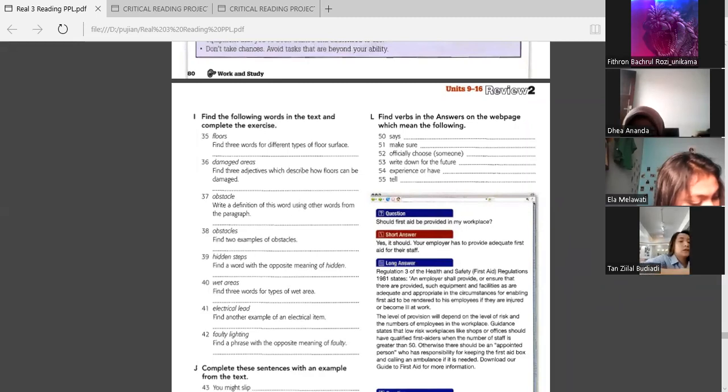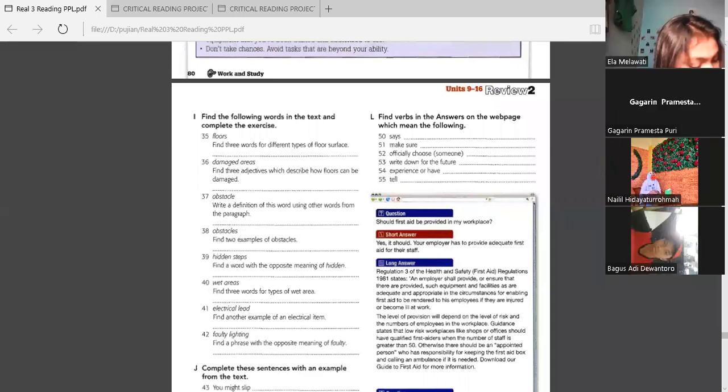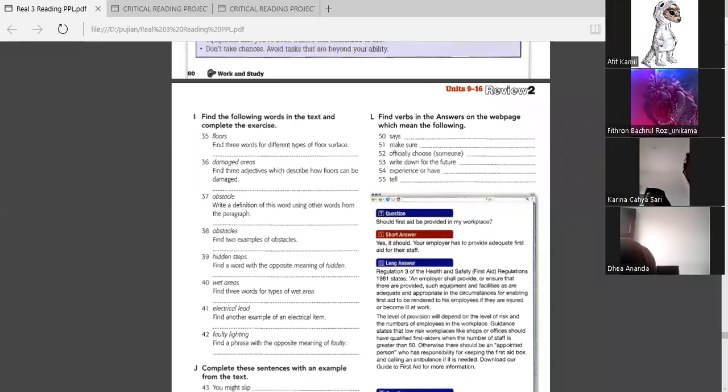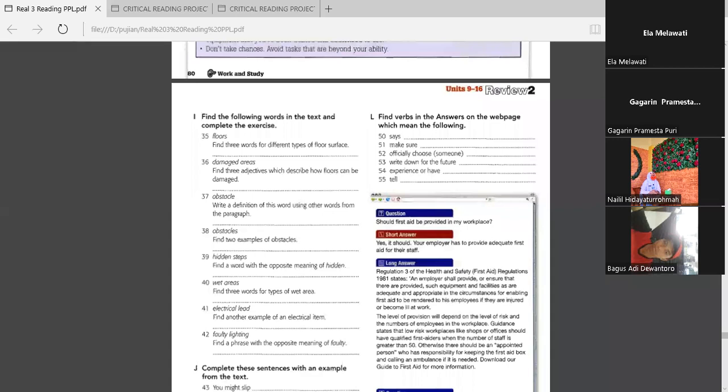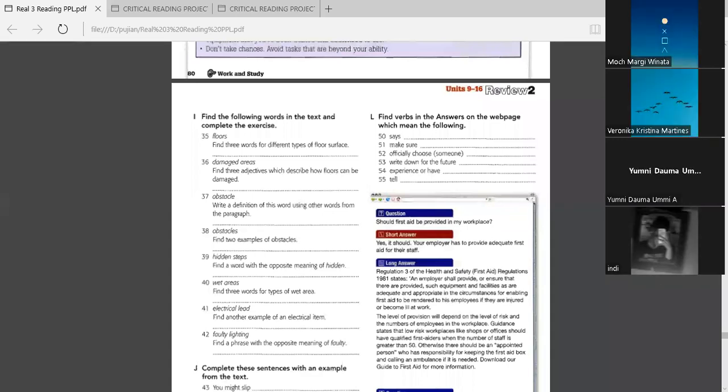Go on, Tan. Yes. 37, obstacles. Write a definition of this word using other words from the paragraph. An object that is in the way. Object in the way. Then go on, next number.